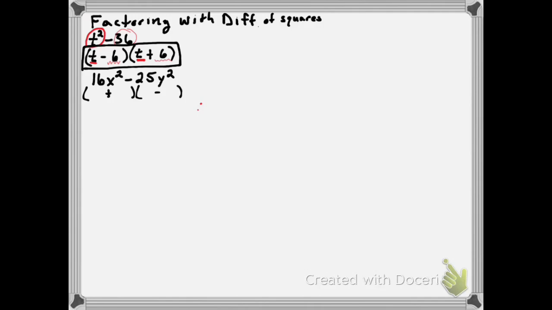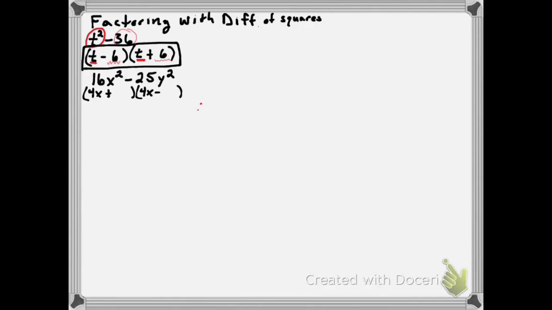And again, the first term in each of these are going to be terms that multiply together to give us 16x squared. Well, again, if you know that 16 is 4 times 4, then you probably know that 4x times 4x gives us 16x squared.